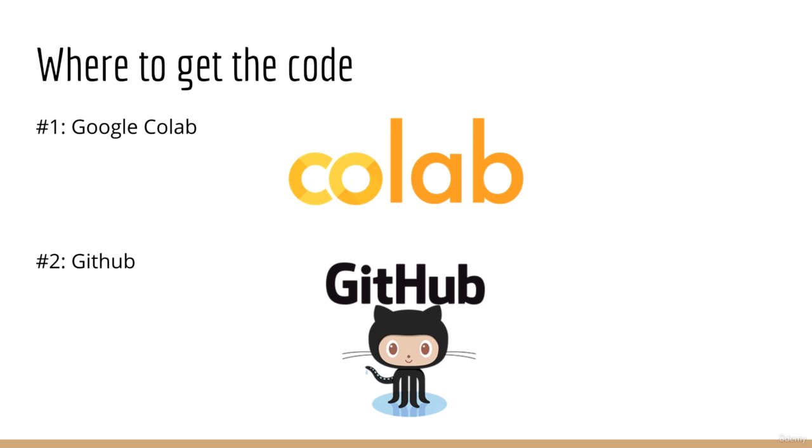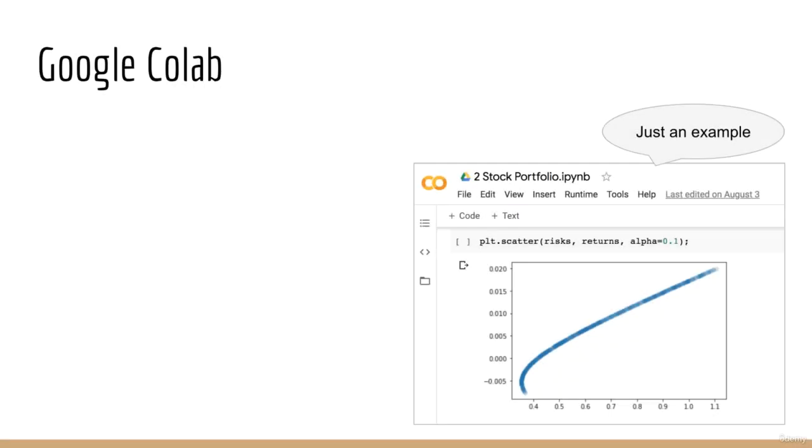Number 2, GitHub. Git is a technology that every developer today should know about, whether you are a machine learning engineer or an iOS developer. So let's first talk about Google Colab. If you see a code lecture that looks like this, you can see that it looks like a Jupyter Notebook. This will indicate that we are using Google Colab.